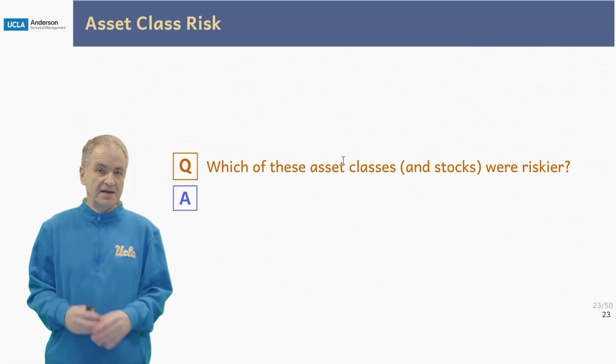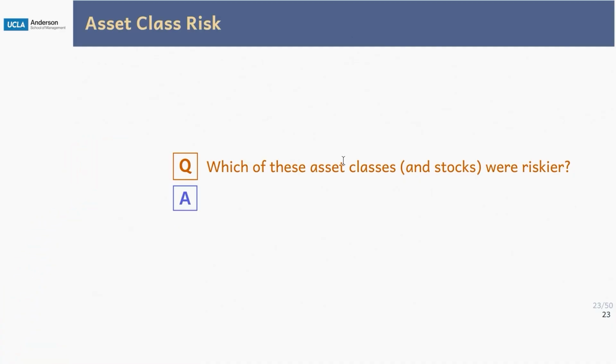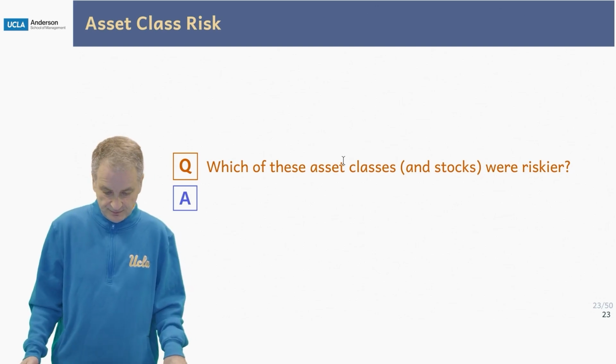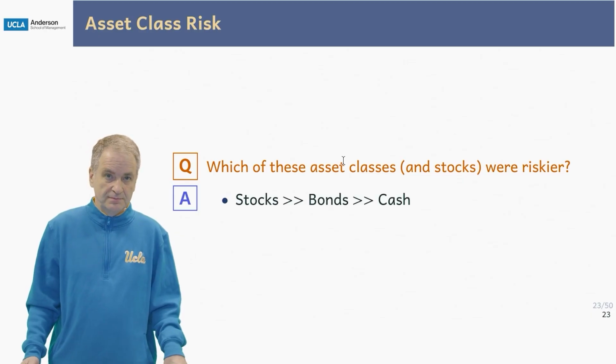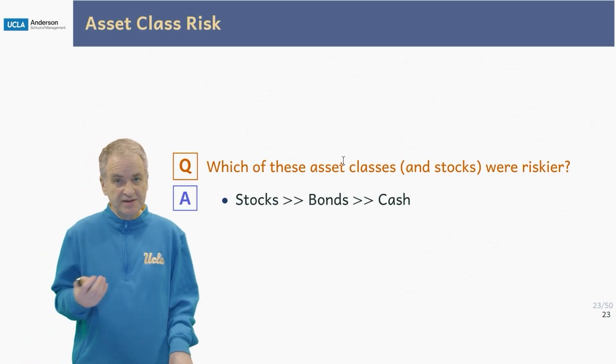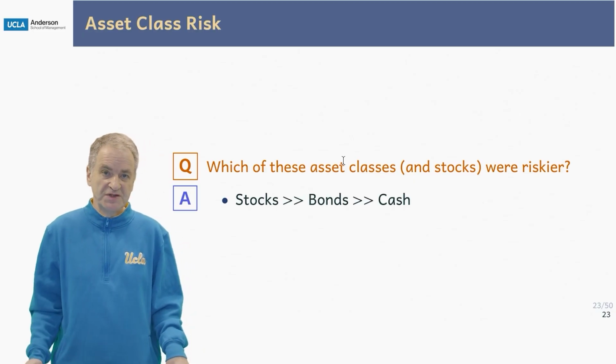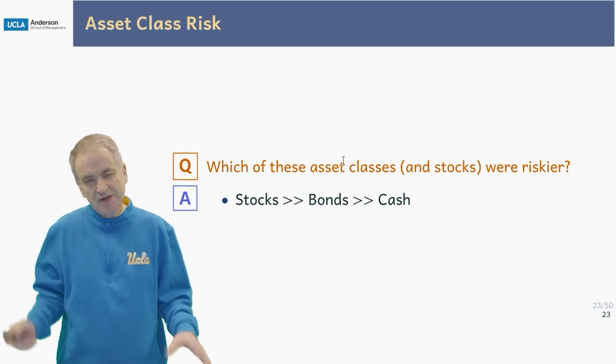Which of these asset classes were riskier? Please pause this video now, answer the question on a piece of paper, and then continue. Stocks were the riskiest, bonds were less risky, and cash least risky. Cash was almost risk-free. It had variation, but it really was risk-free.